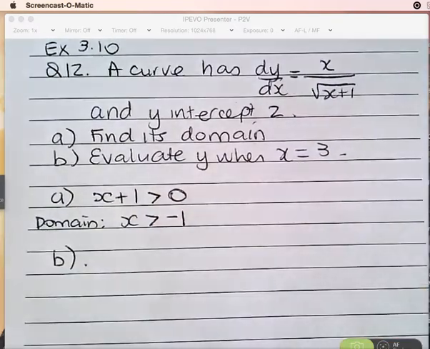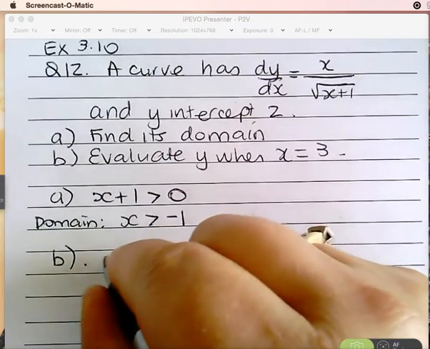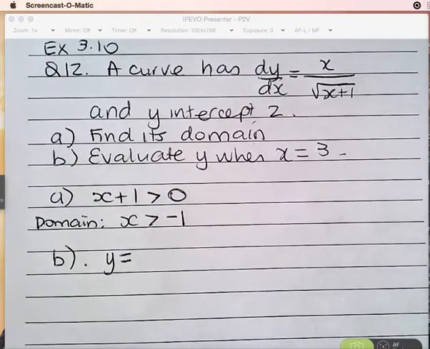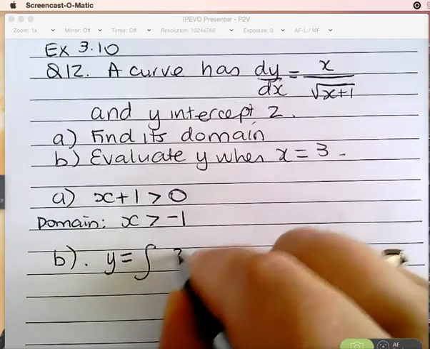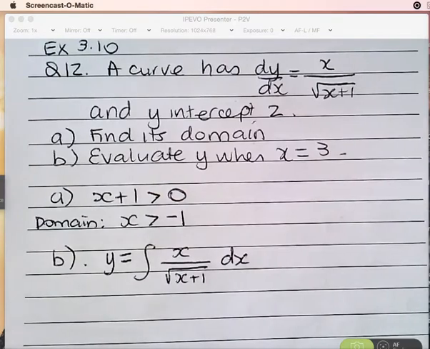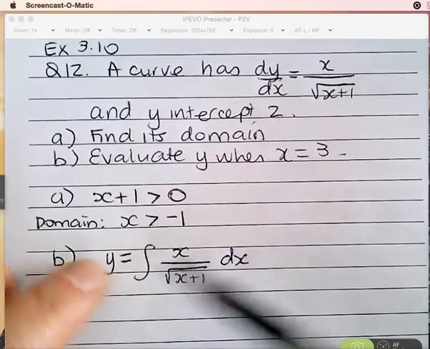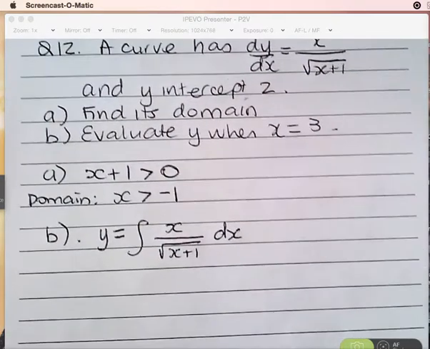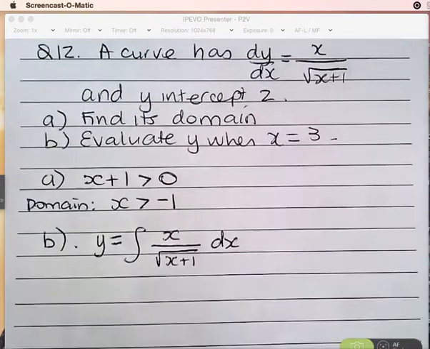Part B. Evaluate y when x is 3. Before you can evaluate y when x is 3, you need to come up with the equation for y. So you know what dy dx is. Therefore, y is the integral of the dy dx. Integral of this. Do you get this or not, girls? If that's the first derivative, then to get to the original function you integrate the derivative. All right, girls, you're going to have to do integration by substitution, obviously.